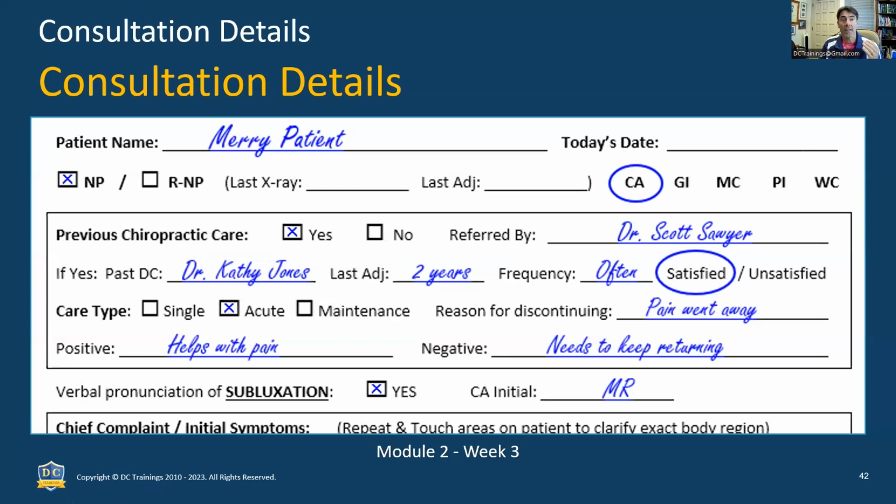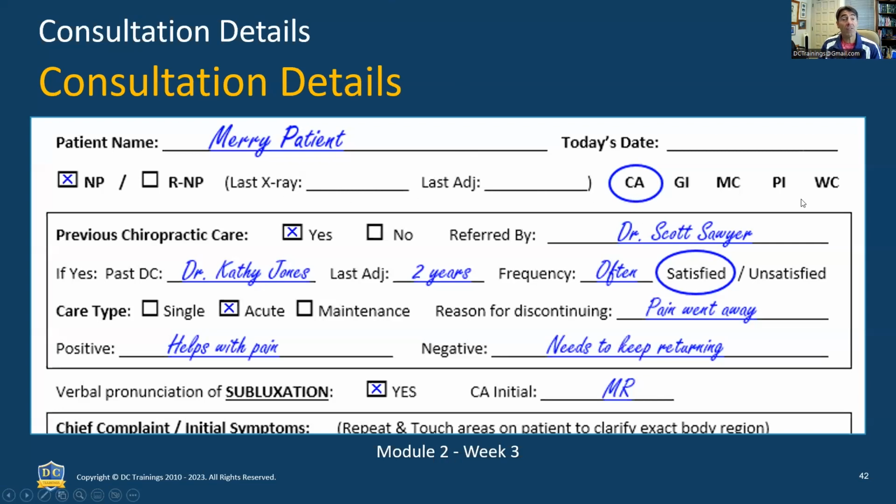I also want to know when the last adjustment was, because if it's been 10 years since I adjusted this patient, I may want to do some additional tests to determine what's going on that might not be required as much if the patient was just here 6 months ago. So that's an important part of this top section.